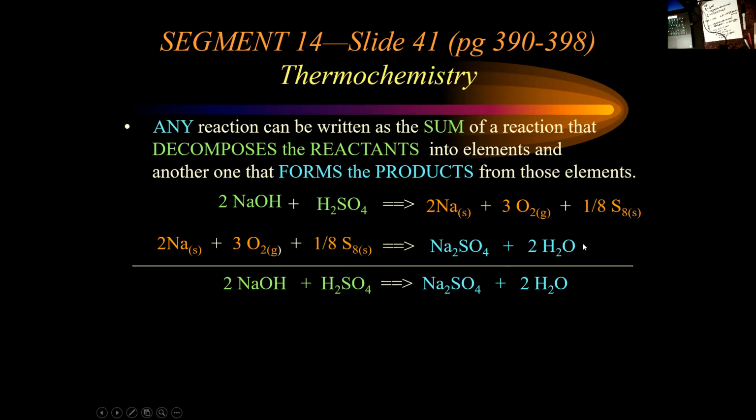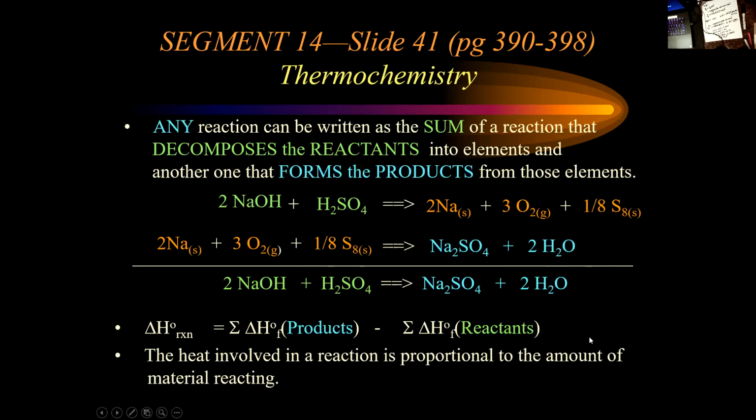Now, if I add these 2 together, this one plus this one, I get this one. So in general, the heat of a reaction is the sum of the heats of formation of the products, that's this line, minus the sum of the heats of formation of the reactants, that's this line. By Hess's law, this plus this equals this. So adding these 2 heats together in this form would give me the same thing.